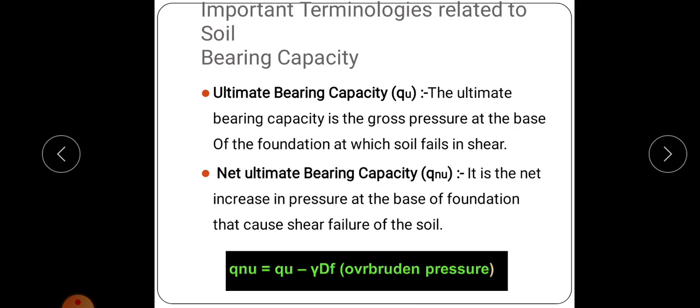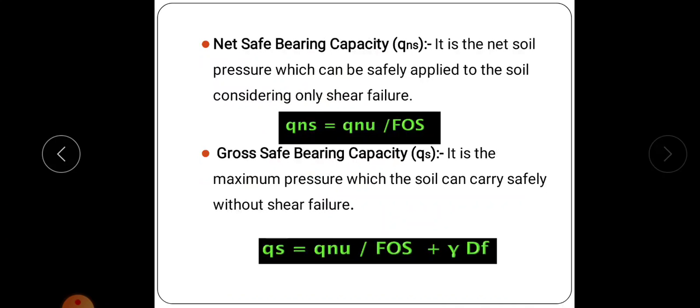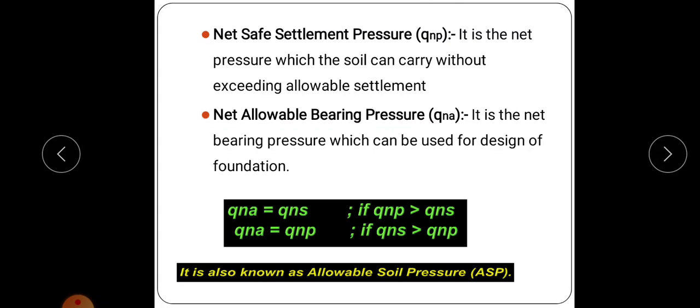I have told that when designing a foundation, we have to consider two parameters: first bearing capacity, second settlement. So by considering these parameters, we design the foundation. First, we have discussed the definitions based on bearing capacity. Next is settlement. The parameters based on settlement are net safe settlement pressure and net allowable bearing pressure.